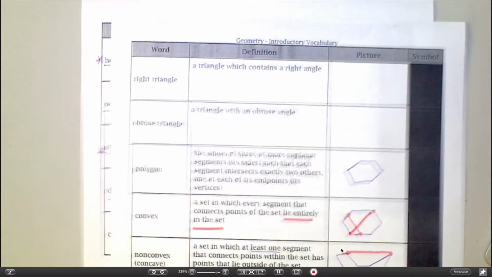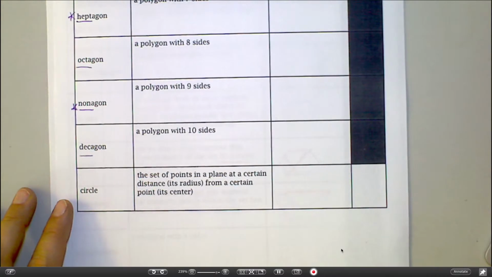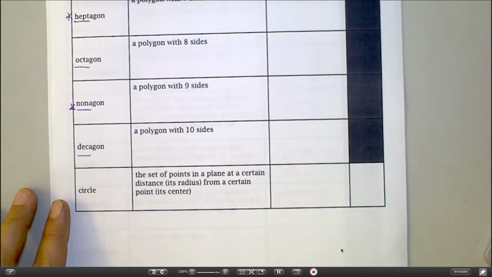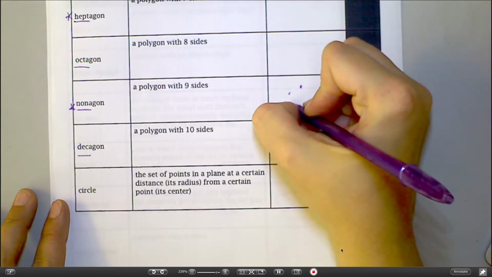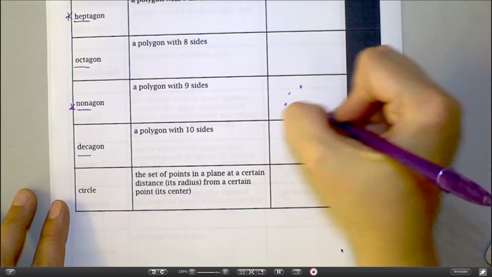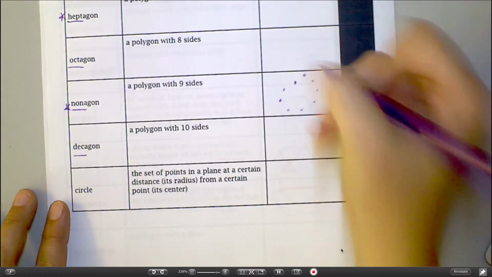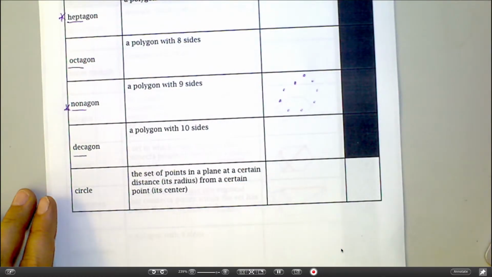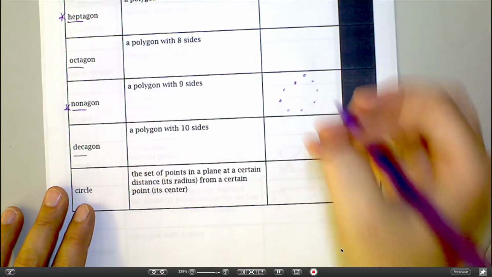Okay, let's do the hardest one. Let's do like a nonagon. Here's what I would do for a nonagon. I would draw 9 dots that are about in a circle. 1, 2, 3, 4, 5, 6, 7, 8, 9, let's say. Okay? Then connect them with straight lines because a polygon has straight sides.